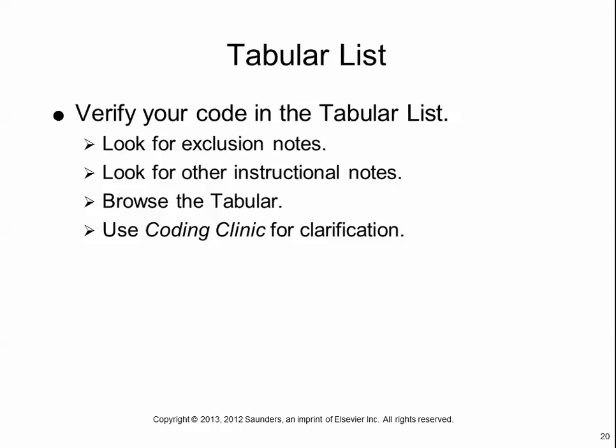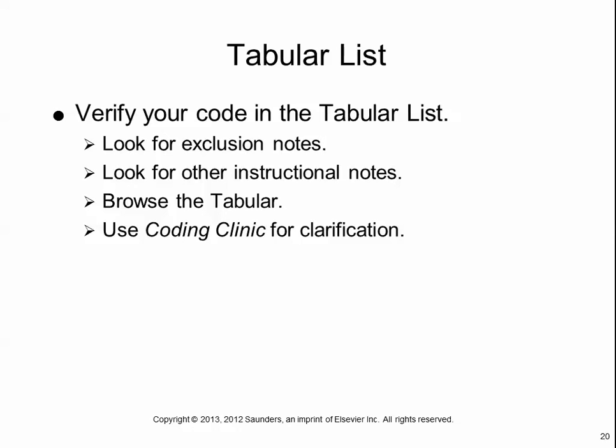All right, tabular list. You're going to verify your code in the tabular list. Why? Because you're going to look for exclusion notes, inclusion notes, and any instructional notes that are there. That's going to be your next step. It doesn't hurt to look around that code. So maybe you're looking in a category and you've gone to one particular subcategory. It doesn't necessarily hurt to look at the rest of the subcategories in that category. However, don't get distracted. Many times a rookie coder will get distracted because they think, oh, well, that might work better. So just be wary of that. Browse it, but be wary, okay?